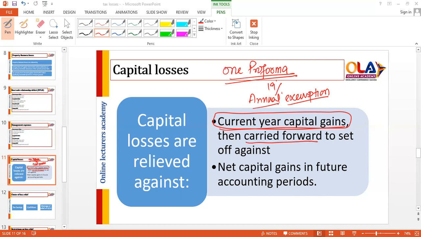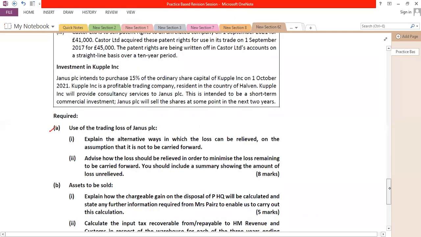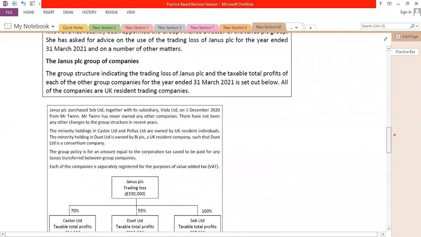Okay. So see, the first requirement says that use of the trading loss of Janus PLC. It means we are dealing with the company's trading losses. Previously, I told you in my slide that how many, okay, now you can see that. Are you able to see the question now?